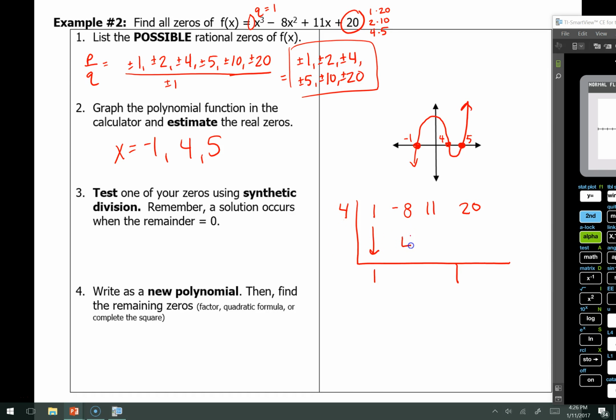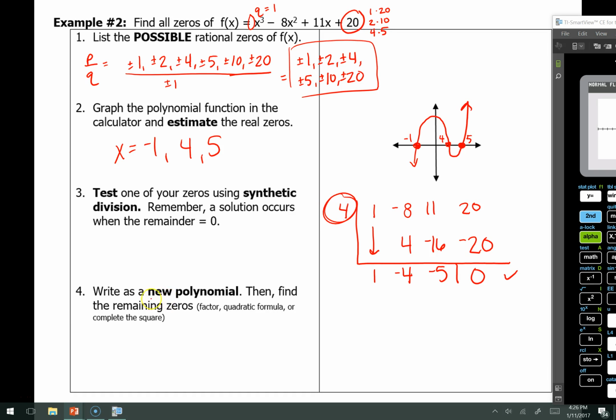Okay, so we're bringing down the 1. 4 times 1 is 4. -8 plus 4 is -4. 4 times -4 is -16. 11 minus 16 is -5. And 4 times -5 is -20. That's great because that means I have a remainder of 0 and it checks. That means 4 is one of my solutions.